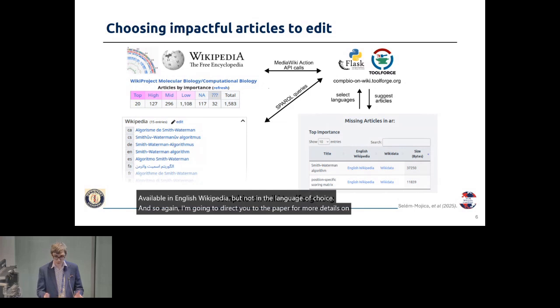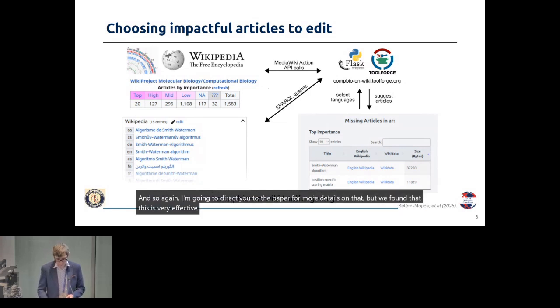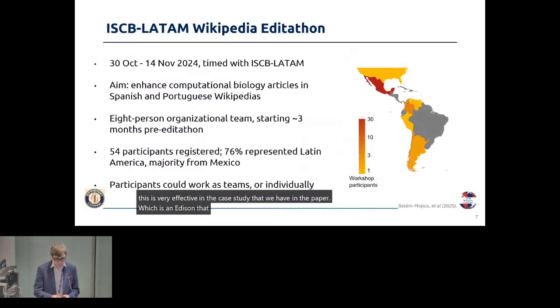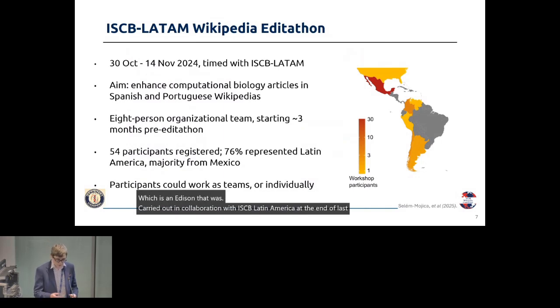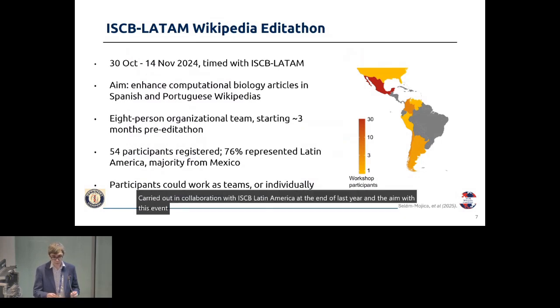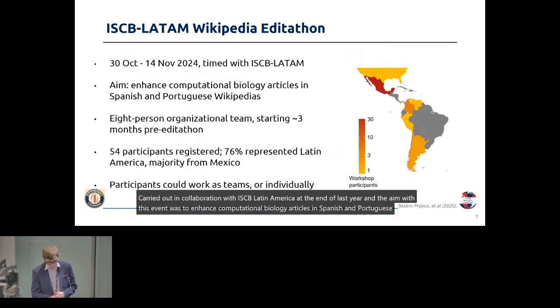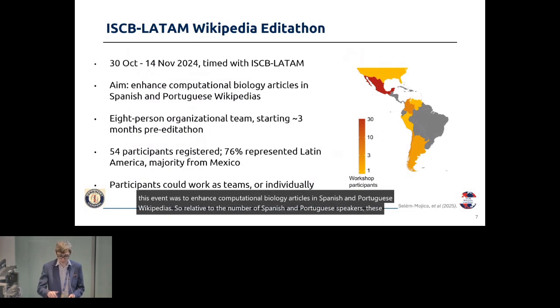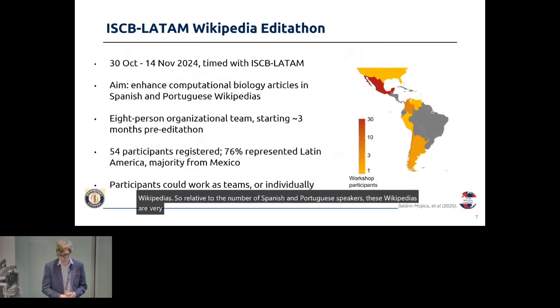But we found that this is very effective in the case study that we have in the paper, which is an editathon that was carried out in collaboration with ISMB Latin America at the end of last year. And the aim with this event was to enhance computational biology articles in Spanish and Portuguese Wikipedias. So relative to the number of Spanish and Portuguese speakers, these Wikipedias are very underrepresented compared to English Wikipedia.